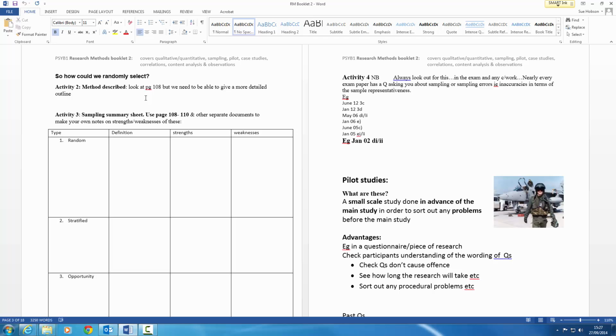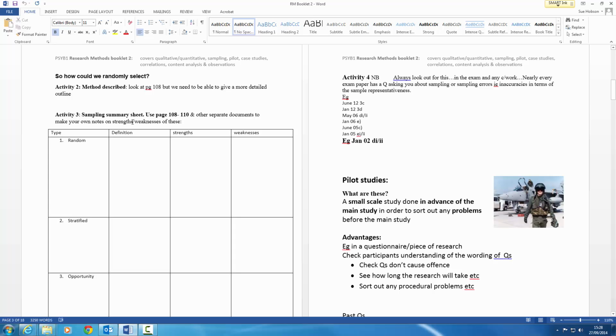Or you can allocate all the names a number, and get some computerized system to randomly select numbers, and you'd match those up with the names, and those would be the people that you would put in your sample. So in truth, it could be quite laborious, could be quite time consuming. It just depends on what your target population is really. Okay, but that's how we would do it, and that question does come up quite a bit in exam papers.